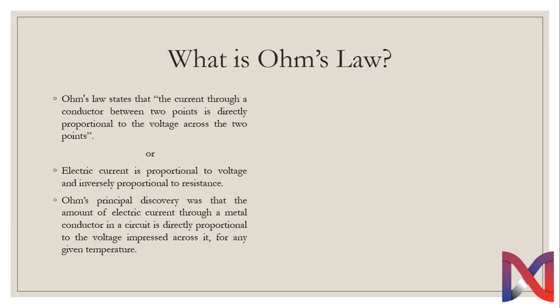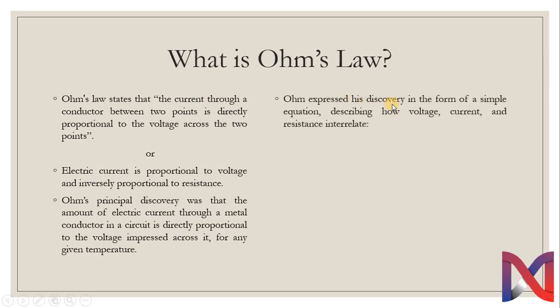Ohm's principal discovery was that the amount of electric current through a metal conductor in a circuit is directly proportional to the voltage impressed across it for any given temperature. As is evident from the text, for a given temperature, the value of current will be directly proportional to that of voltage. However, resistance will be kept constant.